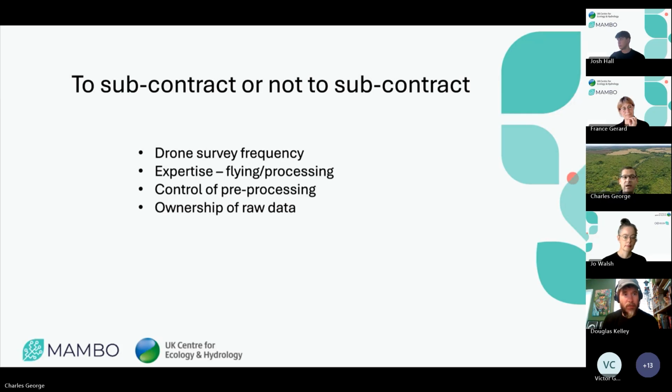A negative, if you do subcontract it out, would be the control that you've got. The subcontractor could well just pre-process it how they want to do it, not taking into account what your requirements may be. Something to think about definitely. And then, do you own the raw data as well? Sometimes they might just want to give you the product and not the actual raw data. So if you're thinking of a different science question further down the line and you haven't got the raw data, then there's not a lot you can do about it. And I think that's me, and it's over to Joe.